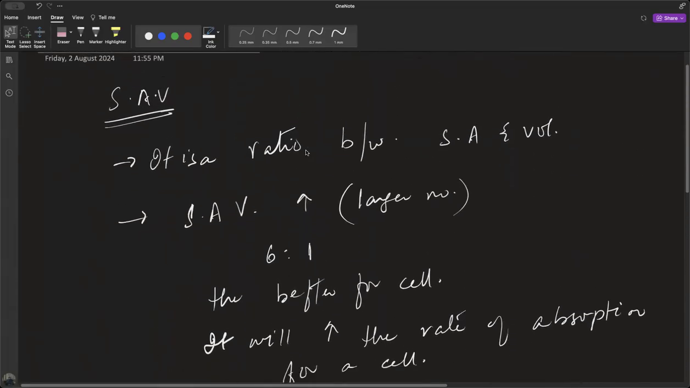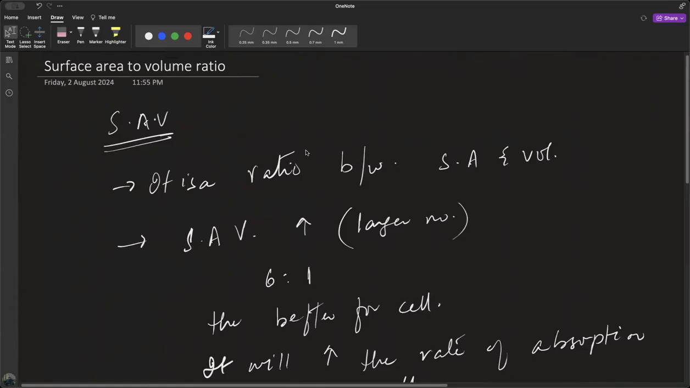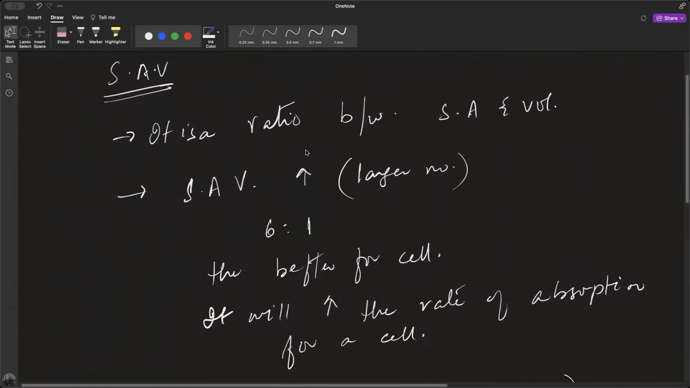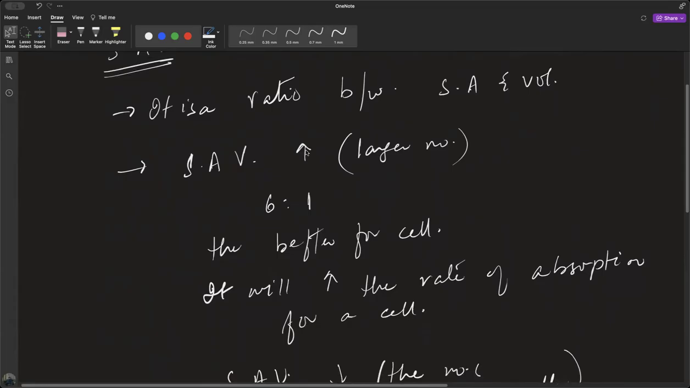You see, surface area to volume ratio is a ratio between surface area and volume. The surface area to volume ratio needs to be higher. It is better for the cell. It will increase the rate of absorption for a cell. It will be able to exchange material with the surroundings at a faster rate because more surface is exposed to the surrounding.